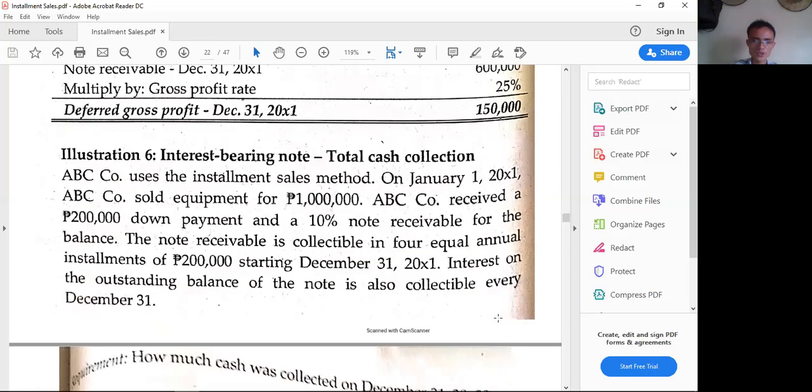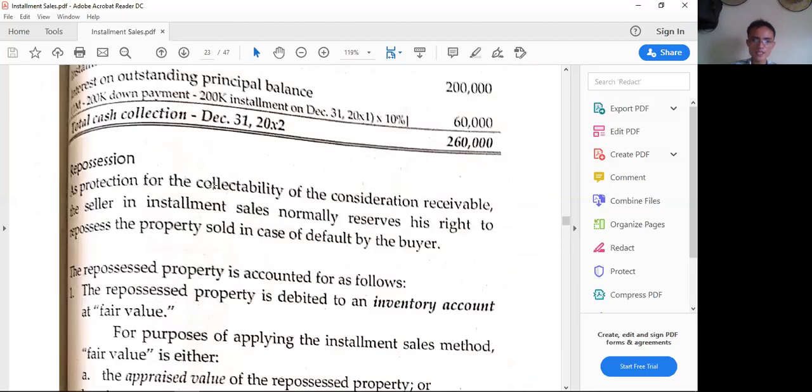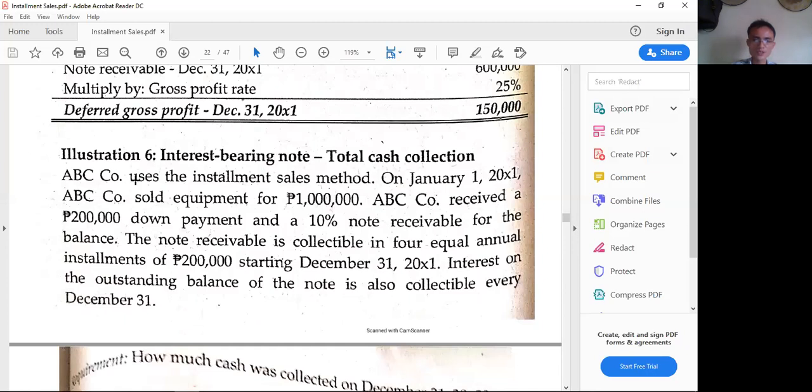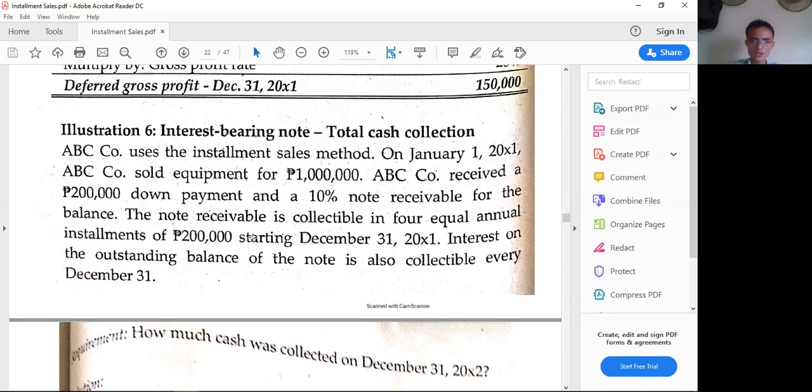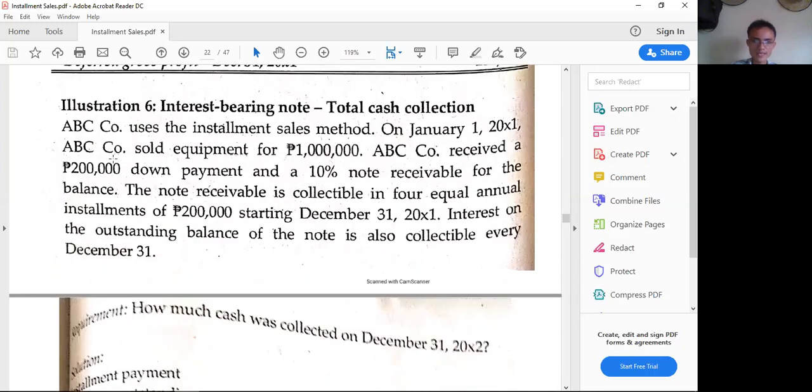Okay, so hopefully you've got the points. And this would be the last problem for this session. So illustration 6 is interest-bearing note, total cash collections. So same problem, how much cash was collected? We have down payment.